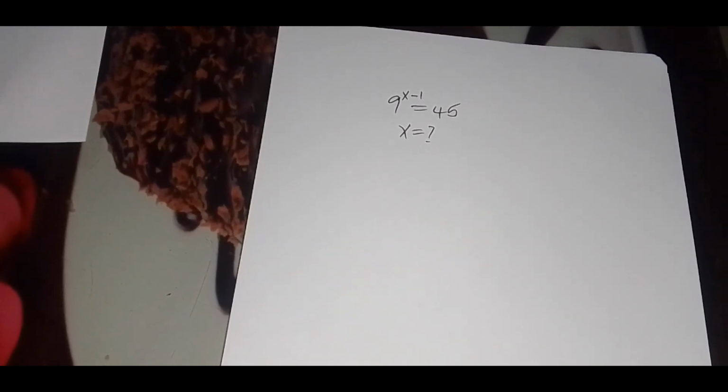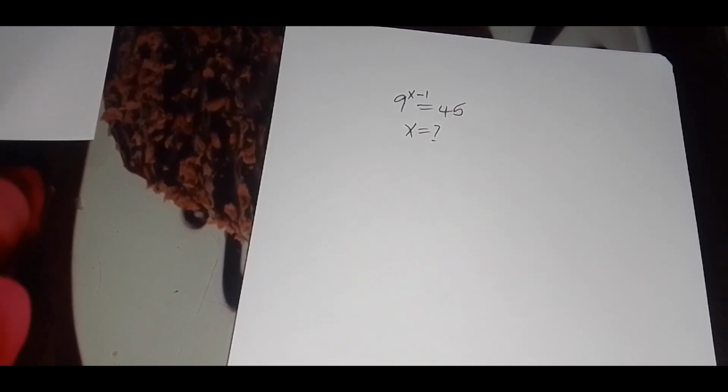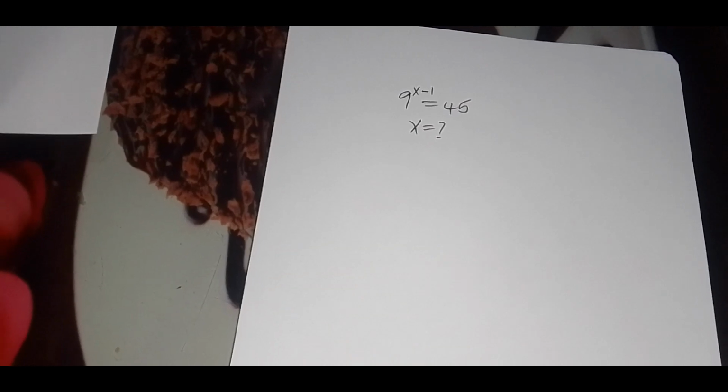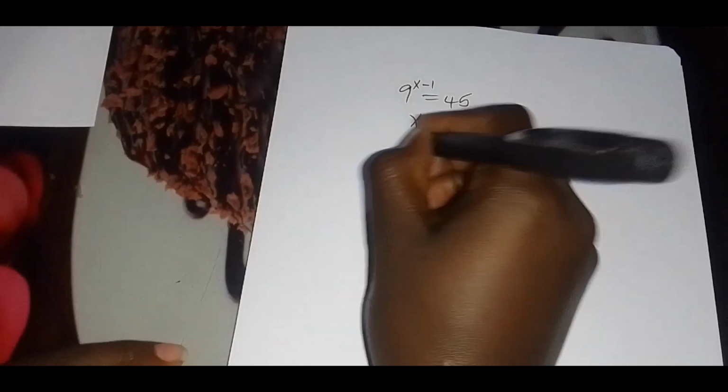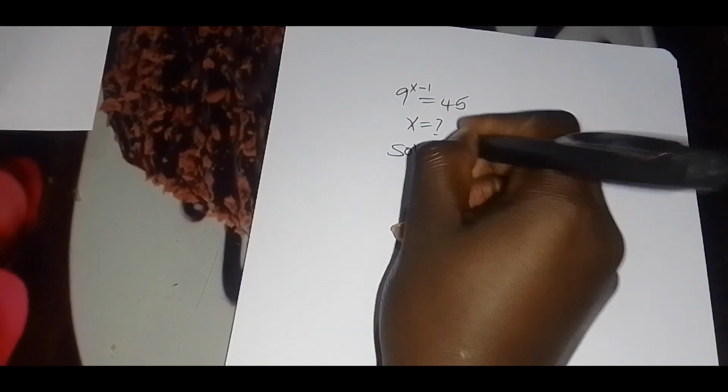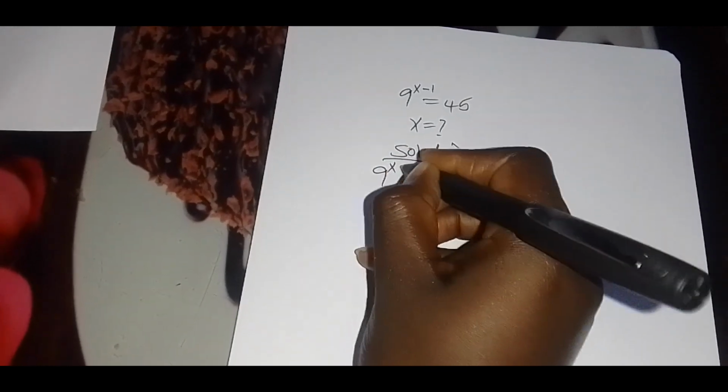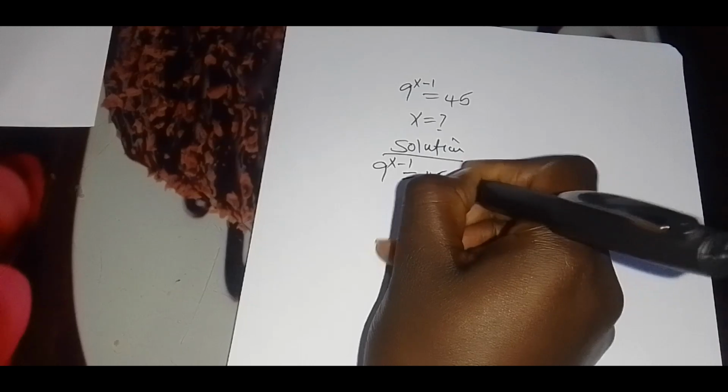Everyone, welcome back. We solve for the value of x given this exponential equation. We have 9 raised to power x minus 1 is equal to 45. So what is the value of x? Solution. We have 9 raised to power x minus 1. This is equal to 45.